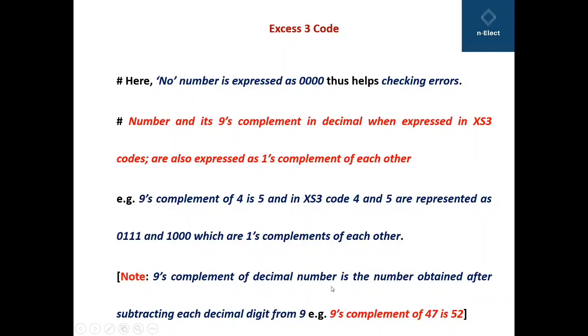The 9's complement of a decimal number is the number obtained after subtracting each decimal digit from 9. For example, the 9's complement of 47 is 52. How is it obtained? 4 is subtracted from 9 and 7 is also subtracted from 9. So here we will get 52.